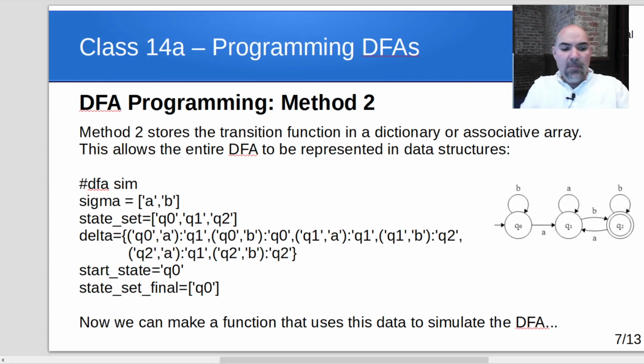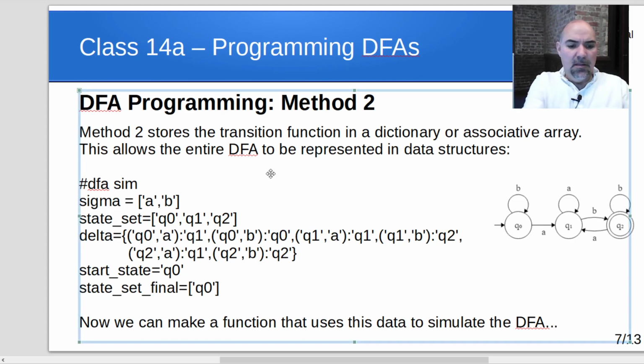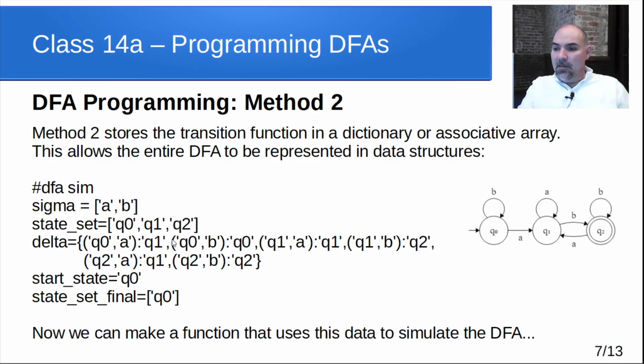Okay, so we are back. Now this matches that. Apparently when I cut and pasted it, I pasted the wrong example in here. All right, so sigma is A and B. Our state set is 0, 1, and 2.